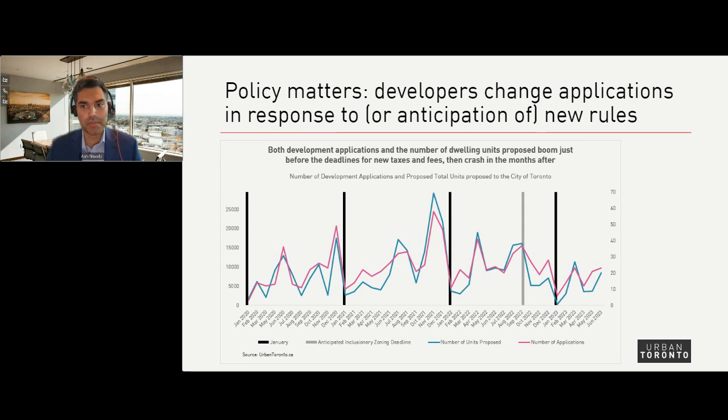On to the charting part of this conversation. So here are some charts. The bottom line is that policy matters when it comes to development. This is a graph of development applications in pink and the number of units in blue throughout the year. Each black bar here represents January. And if you notice, there is a big bump in applications every November, December, in anticipation of new application fees that come in every January.